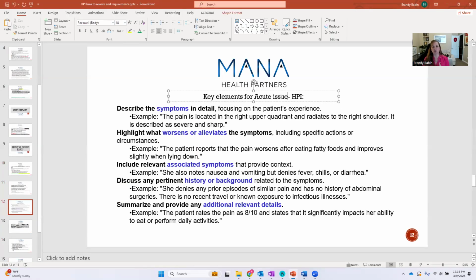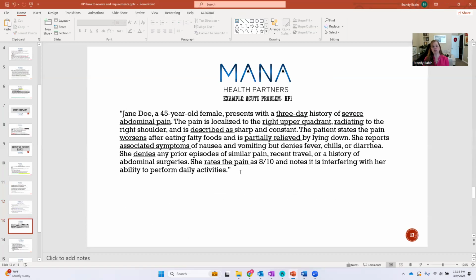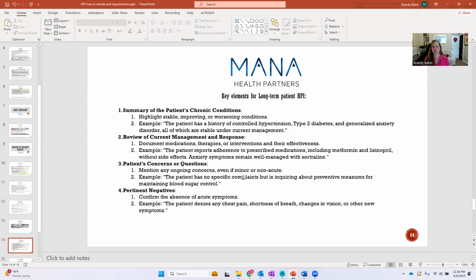So if we have an acute issue in our HPI, we're going to document symptoms. We're going to document what makes it better or worse, any other associated symptoms, usually related to that group, any history or background, and then any additional details. So here you can see an example of an acute problem HPI, and I'll let you read this on your own, but it goes through that old CARTS experience with documentation.